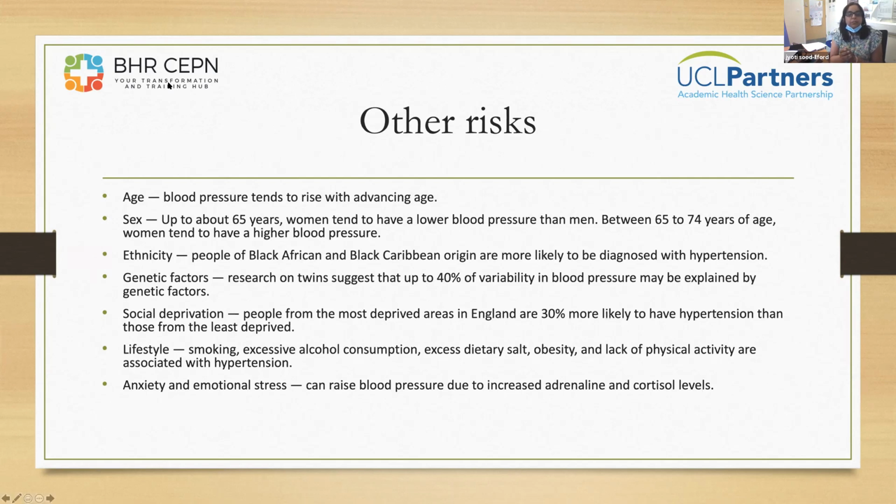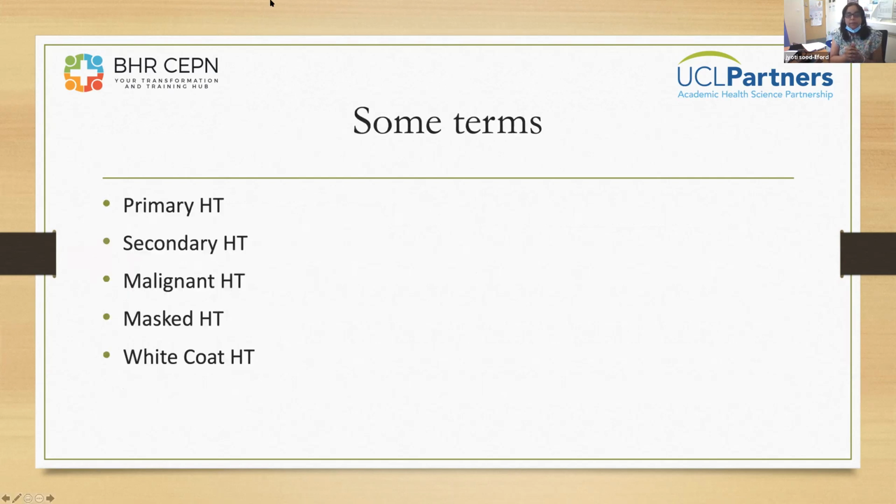So next slide, please, Paul. That was a bit about the risk factors. Now I just wanted to introduce you to some terms that you might come across when either speaking to patients or reviewing the records. The first one is primary hypertension. By that we mean that you've got high blood pressure without any reason. You've just got high blood pressure because you're 65 or 70, so it's age related, or there's a genetic cause. So that's primary hypertension. Secondary hypertension basically means there's a secondary cause for it.